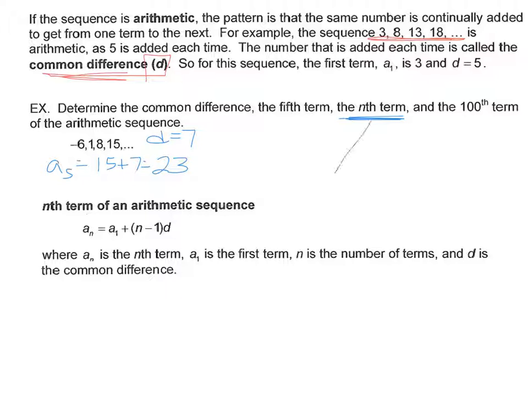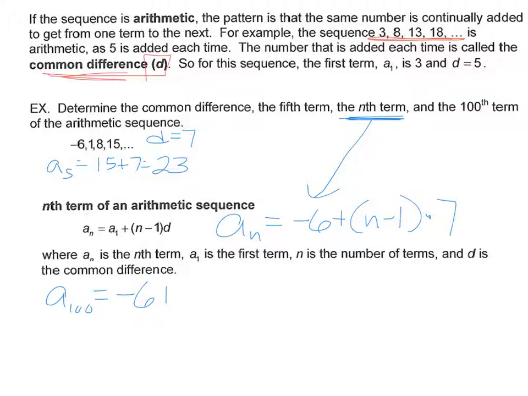So to answer their question, the nth term for this particular sequence, A sub n would be the first term, which is negative 6, plus n minus 1, because they're not specifying, times the common difference of 7. Now we can use that formula to find the 100th term. A sub 100 would be the first term, which is negative 6, plus, in the parentheses, 100 minus 1, times the common difference, which is 7, and that comes out to be 687, much faster than continually adding 7 until you get to the 100th term.